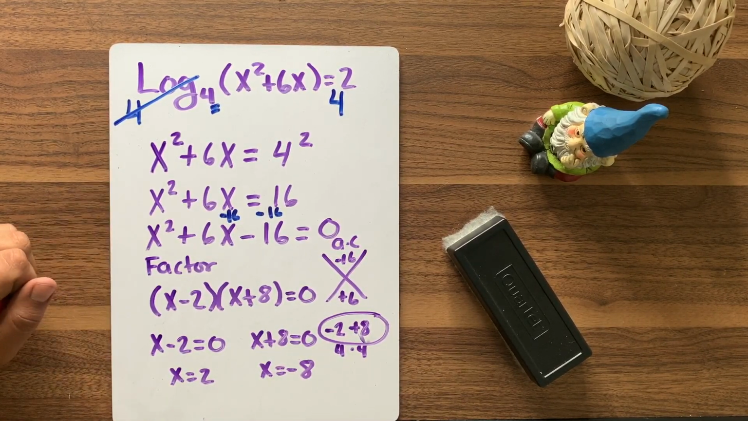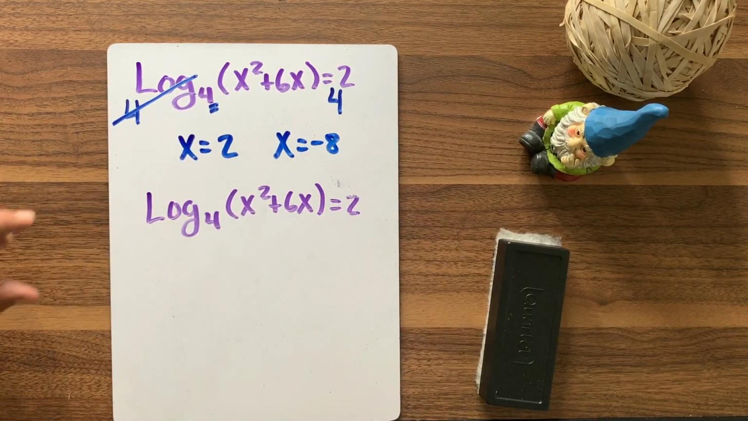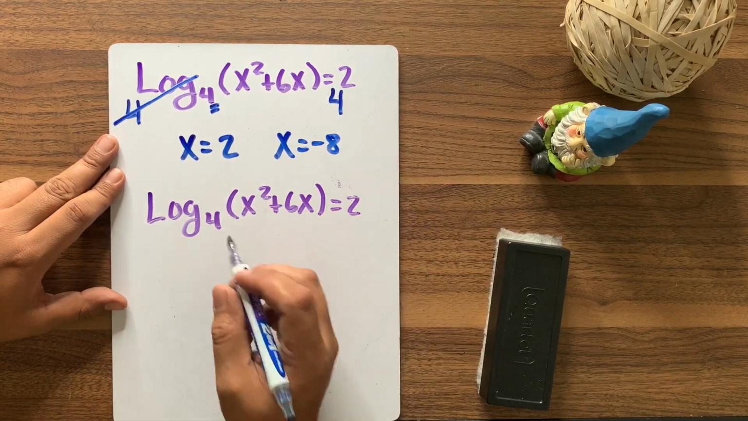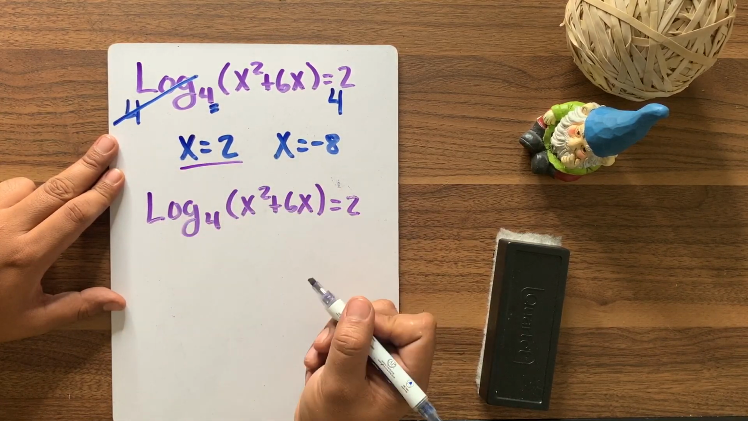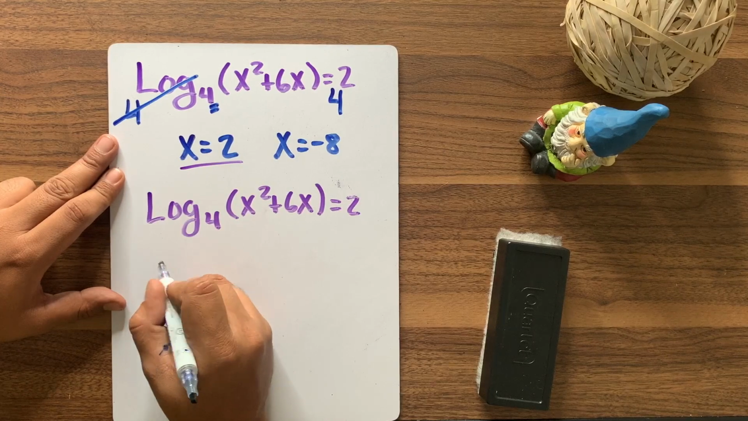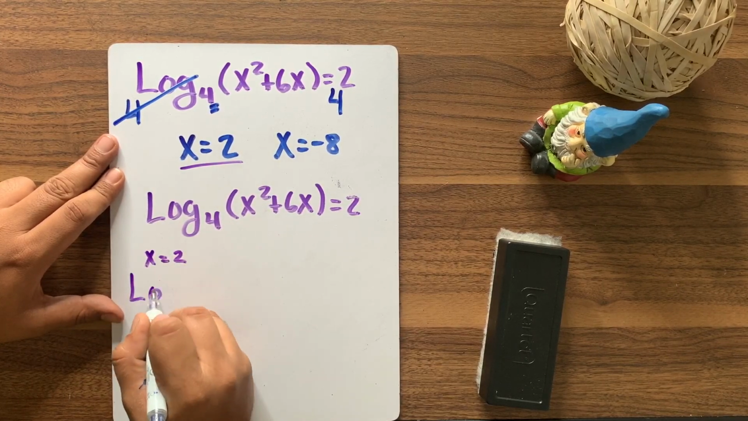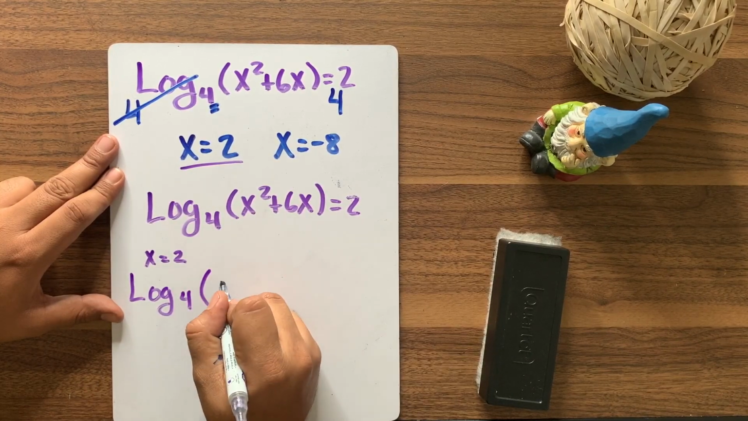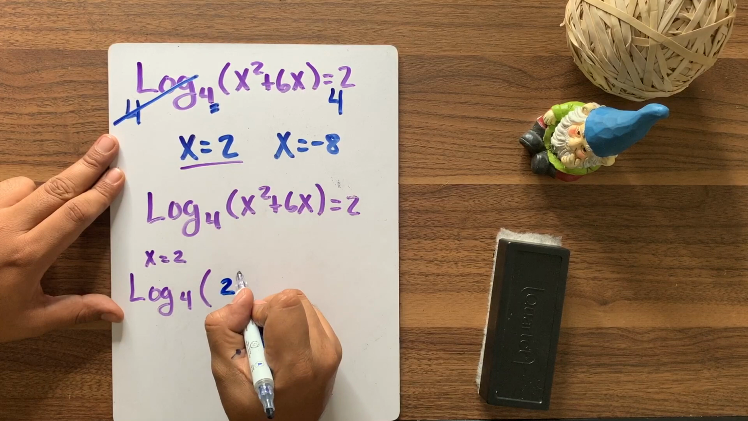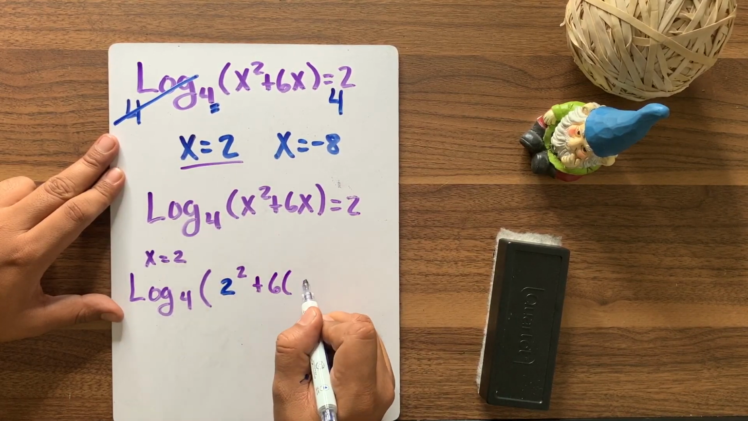Now you do have to check your answers for this one. We need to plug in the answers into the original log. In this case, I wrote it down here. We're going to plug in 2 to the inside of the log, so x is equal to 2. I'm going to write the whole thing for this one, but you don't really need to. I just need the x squared and the 6x. So 2 squared plus 6 times 2.